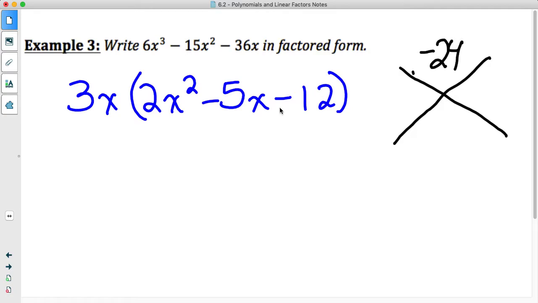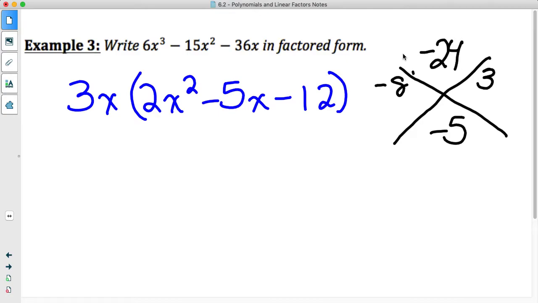So multiply your outside numbers. 2 times negative 12 is negative 24, and then I put my middle number at the bottom, so my negative 5 goes at the bottom. Then I try to find 2 numbers that multiply to give me negative 24 and add to give me negative 5. So my 2 numbers that multiply to give me negative 24 and add to give me negative 5, that's going to be a negative 8 and a positive 3.